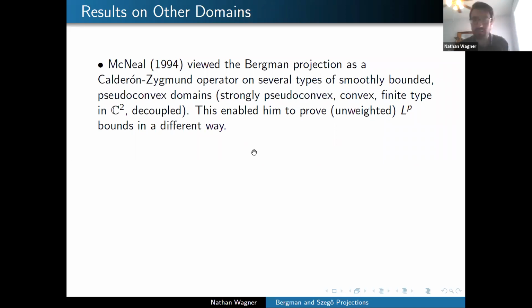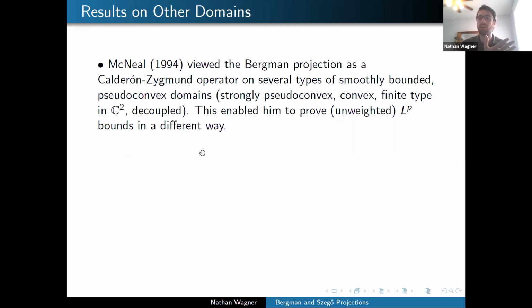So I already talked a little bit about how McNeal viewed the Bergman projection as a Calderón-Zygmund operator. That means he showed that it was a Calderón-Zygmund operator on a space of homogeneous type with a particular quasi-metric that somehow reflects the geometry of the boundary correctly. He did this for a bunch of different domains. We won't really worry about the technical details. But this enabled him to prove some unweighted L^p bounds in a different way.